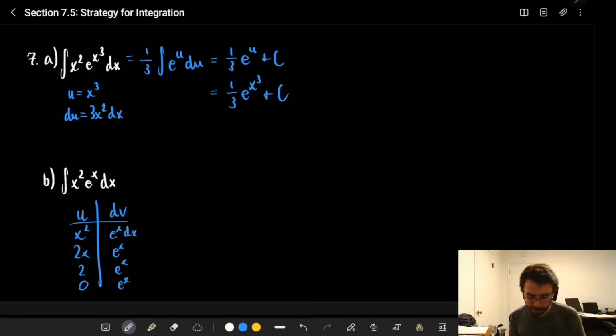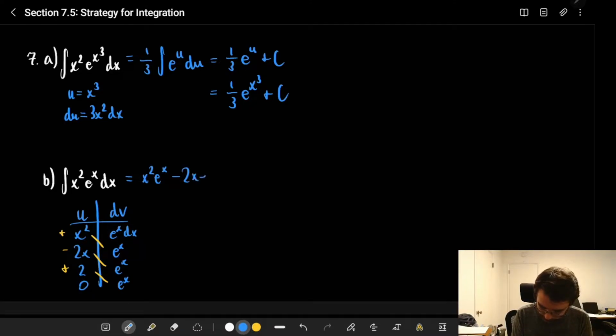I'm not going to keep writing dx. And then you do this to get your answer, where I'll put the positive over here, positive, negative, positive. So the answer here should just be, read it off as positive x squared e to the x, negative 2x e to the x, positive 2e to the x, and the rest will be 0 multiplied by stuff. Tack on your constant and you're done. Table method's awesome. I recommend you learn it if you haven't seen it. Yeah, so that one's done.